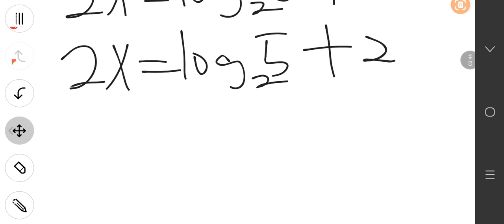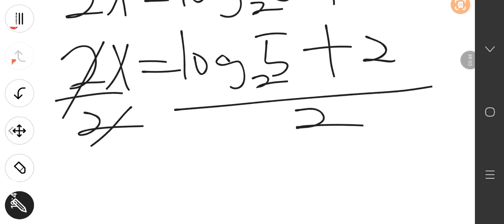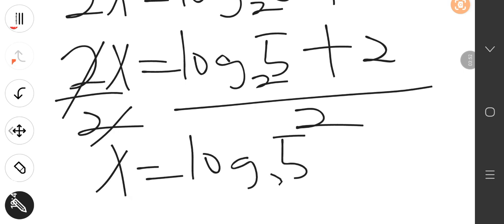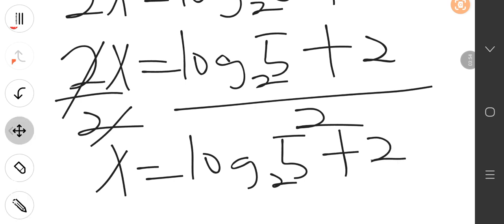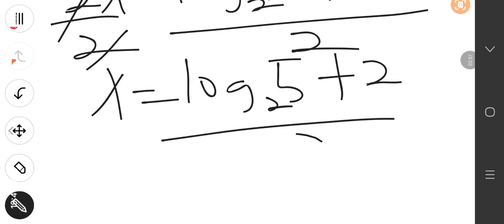Now you want to make x the subject of the equation. So we divide here by 2 and here by 2. And then we have x equals log 5 base 2 plus 2, all over 2.